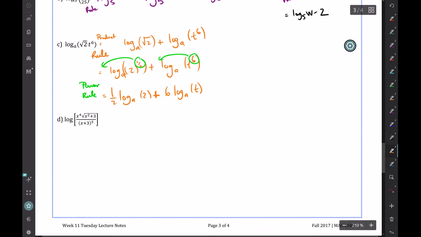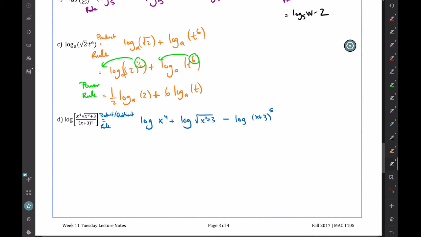Here's one more. This one's even uglier because we have a product and a quotient rule. So I'll start with the product and quotient rule. I'm going to do it in one step just because I don't think it's that difficult to see. This is log base 10, or log of x to the 4th, plus log of the square root of x squared plus 3 minus the log of x plus 3 to the 5th. Okay? So where there was a quotient, I subtracted, and where there was a product, I added.